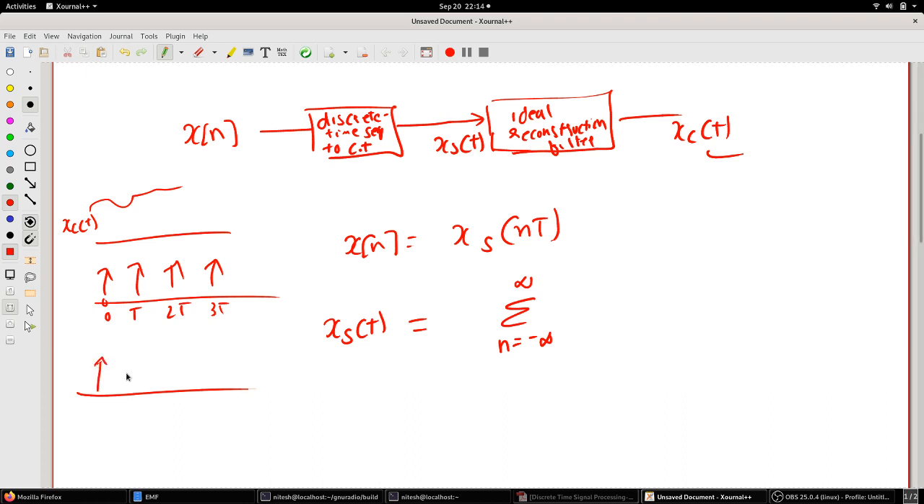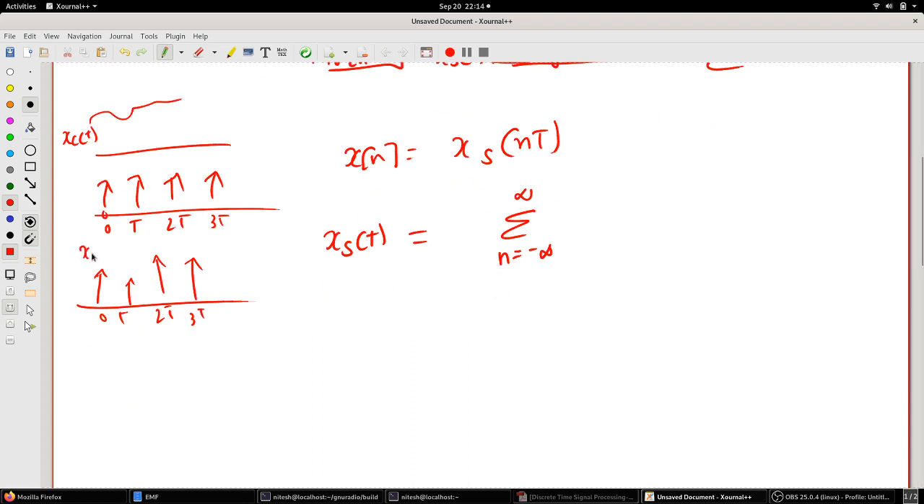So something of this sort was what was obtained, 0, t, 2t, 3t, right? From here, this was xs of t. From here you had converted into x of n, which is the amplitude remains same, only thing instead of t you had replaced it with 1, 2, 3 and so on, the multiples. This was your x of n. This was how it was represented.